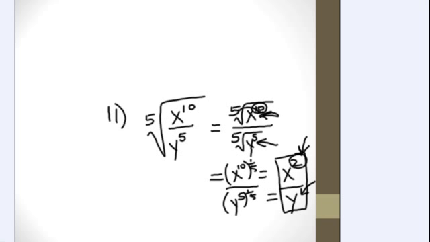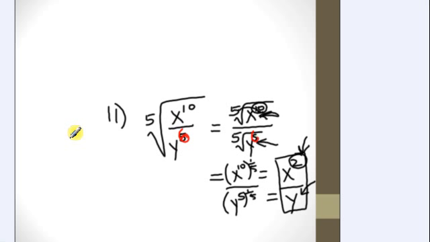Now, I'm going to make a slight modification to this problem and show you how that would change our answer. Let's suppose that instead of y to the 5th on the bottom, let's say we had y to the 6th power.